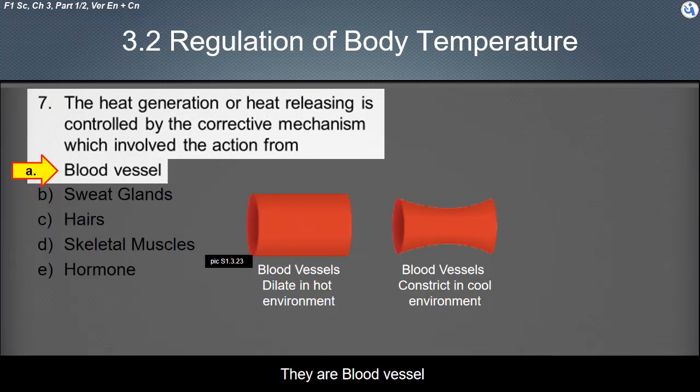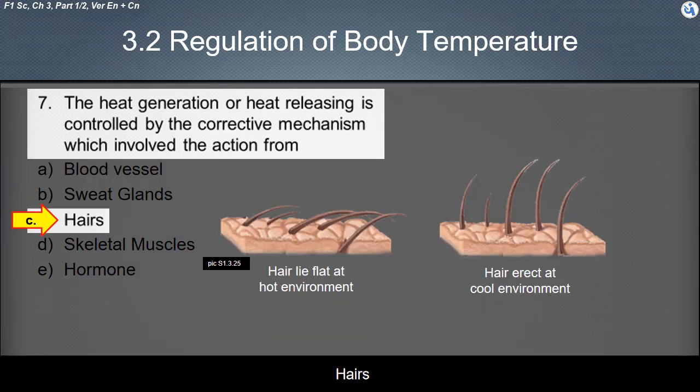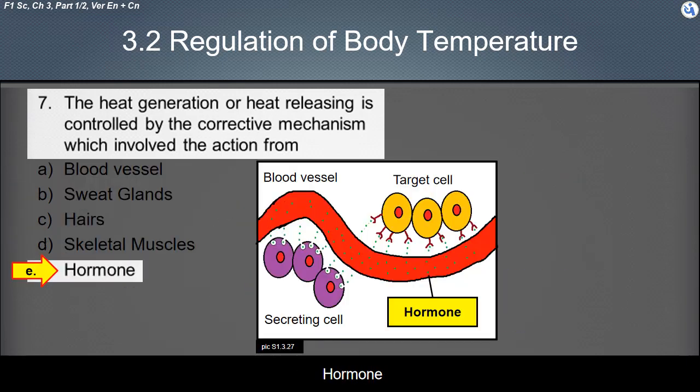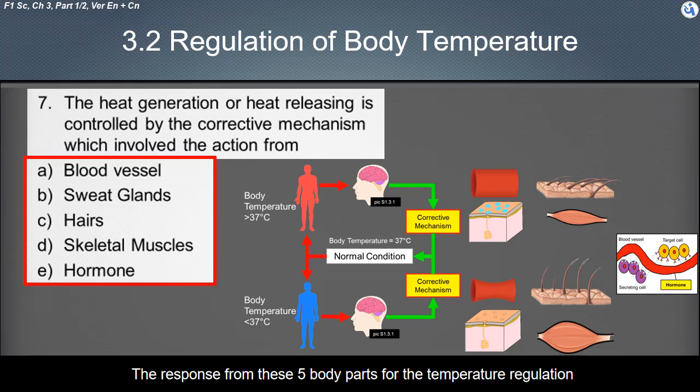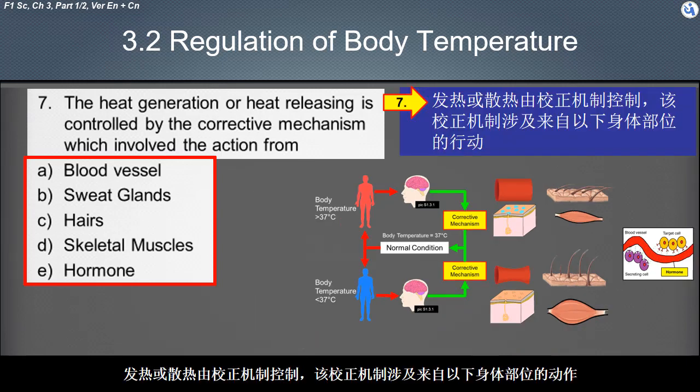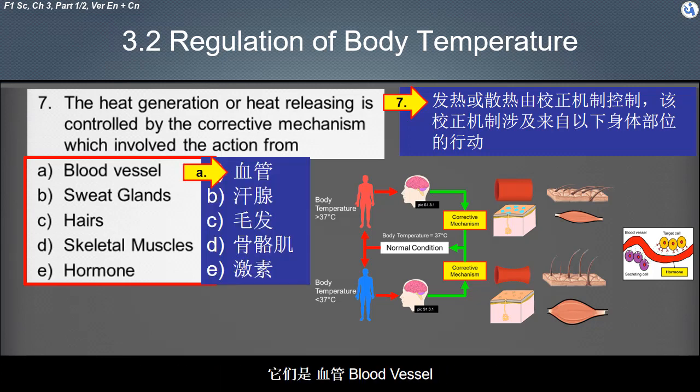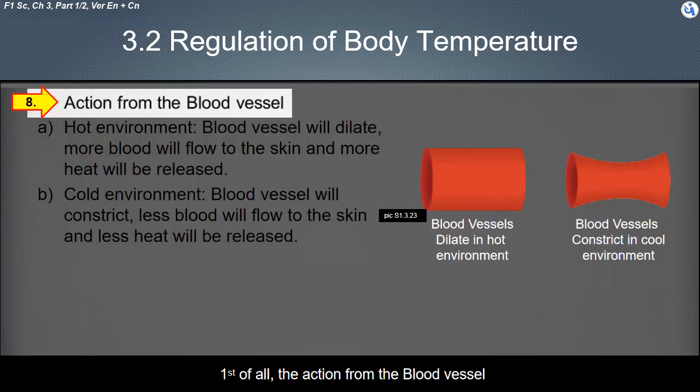They are blood vessel, sweat glands, hairs, skeletal muscles, hormone. The response from these 5 body parts for the temperature regulation will be detailed in the coming part of the video. First of all, the action from the blood vessel.